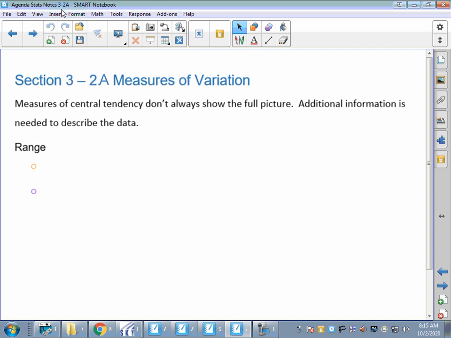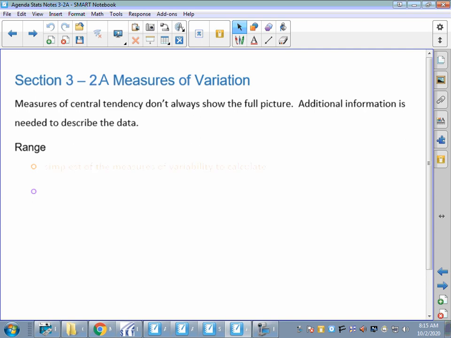The range, right? We've already talked about that and used that to calculate other things. It tells how spread out or how varied the data is if you have a large range. And then the other thing we're going to talk about is variance and standard deviation. So those are really the big measures of variation. So measures of central tendency don't always show the full picture. You need more information. The mean tells you something, the mode, the median, the mid-range, but more information tells us more what the data looks like.